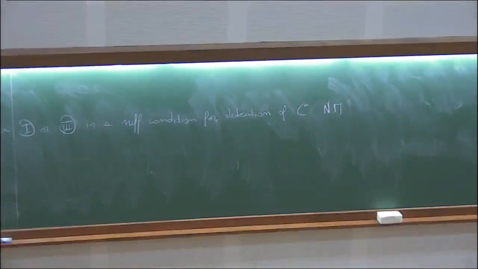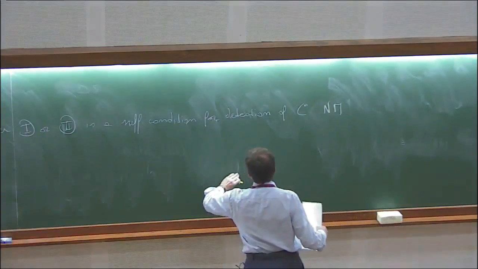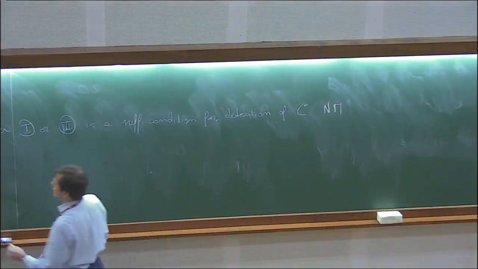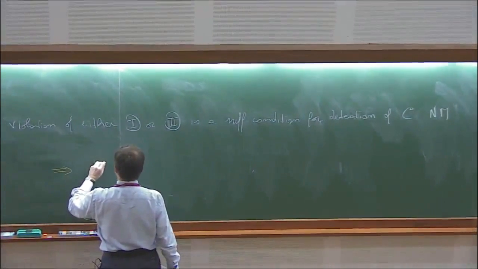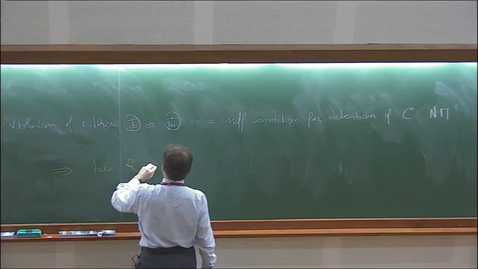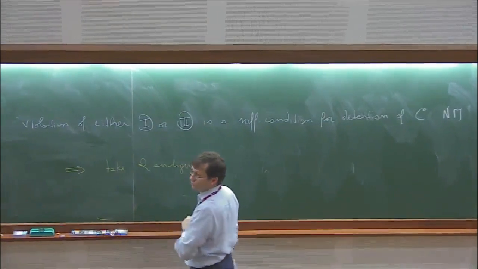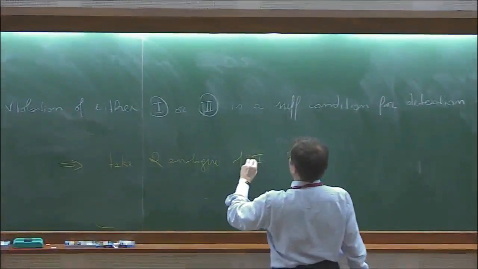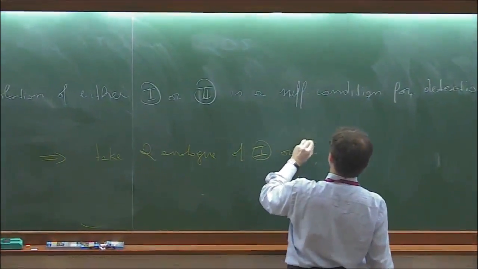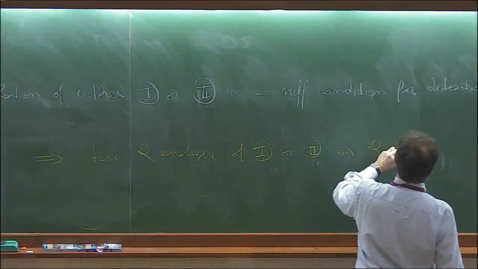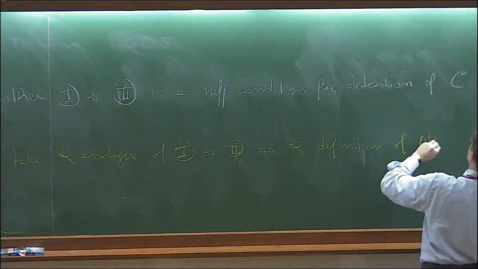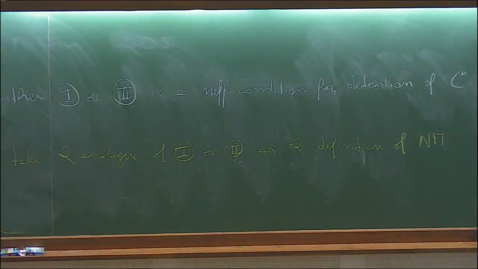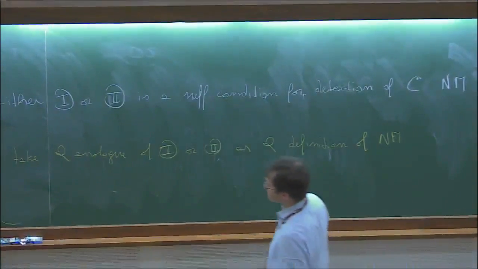So now the idea, one idea to understand this approach, is, as usual, we go from classical to quantum and say, now take the quantum analog, which we have already introduced, of 1 or 2, as quantum definition of non-Markovianity of a process. Why do we do this?